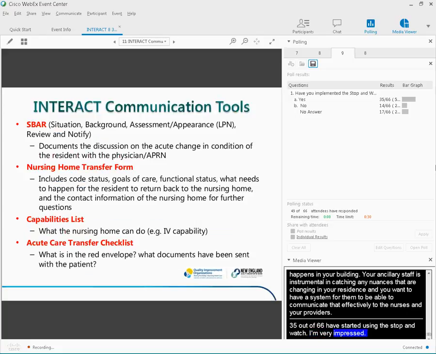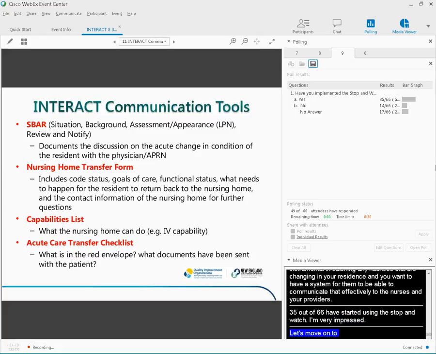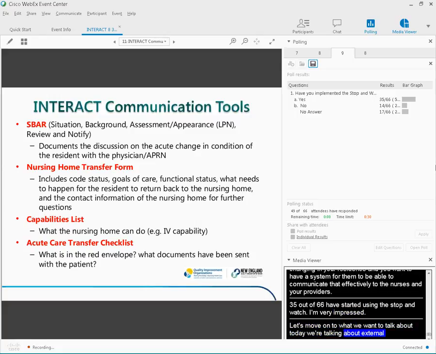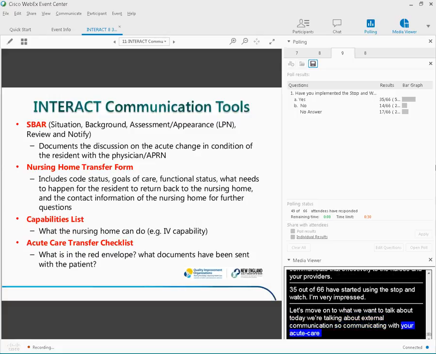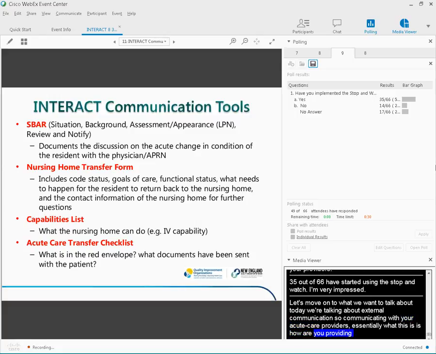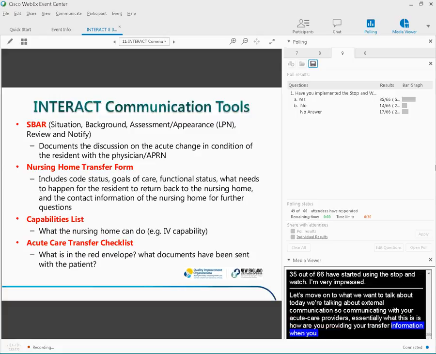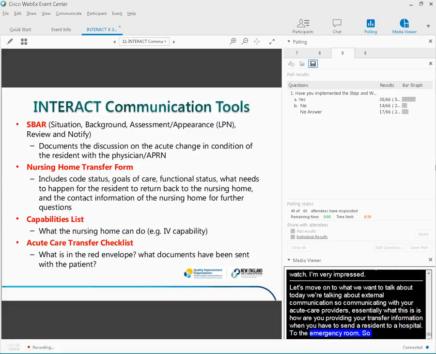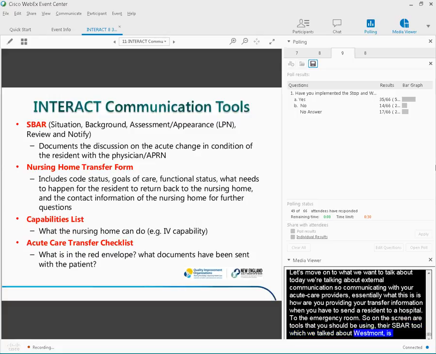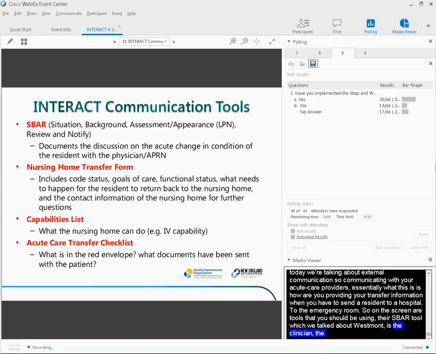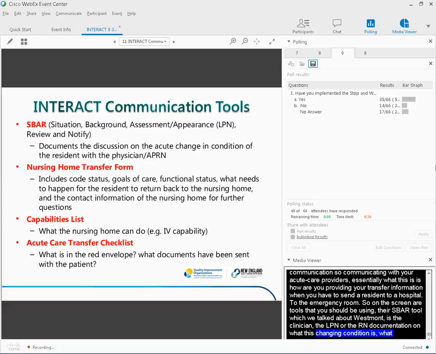Today we're talking about external communication, so communicating with your acute care providers. And essentially what this is, is how are you providing your transfer information when you have to send a resident to a hospital, to the emergency room. So on the screen are tools that you should be using. Your SBAR tool, which we talked about last month, is the clinician, the LPN or the RN documentation on what this changing condition is. What are you seeing? What's making you have to transfer the resident?